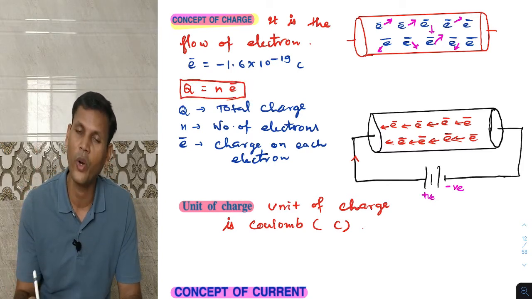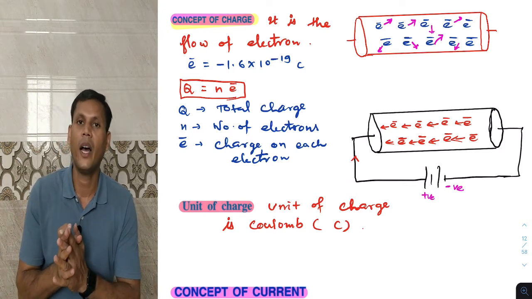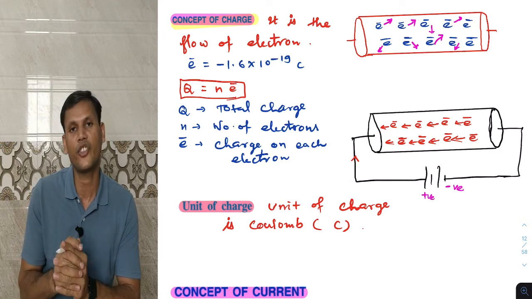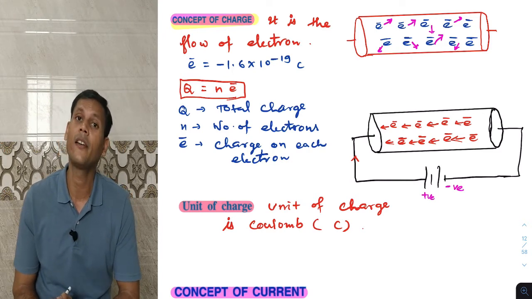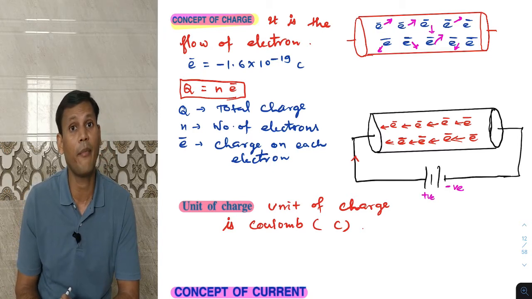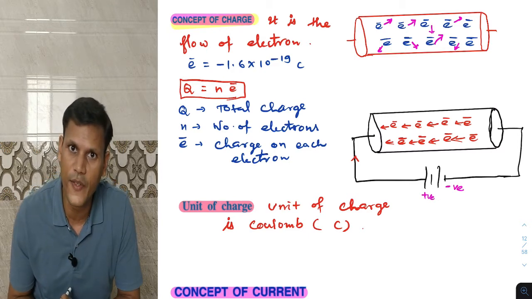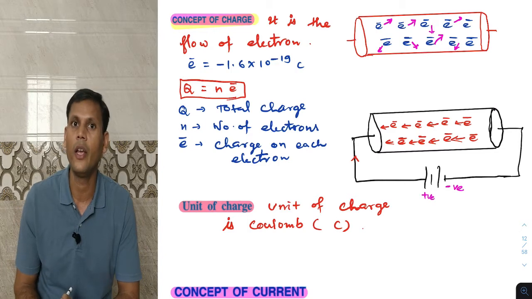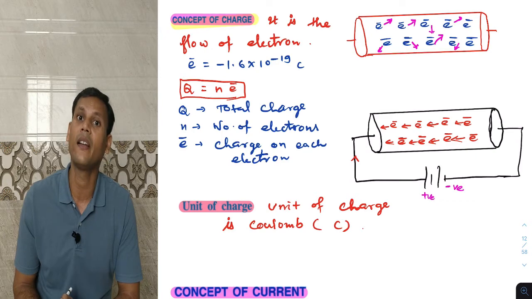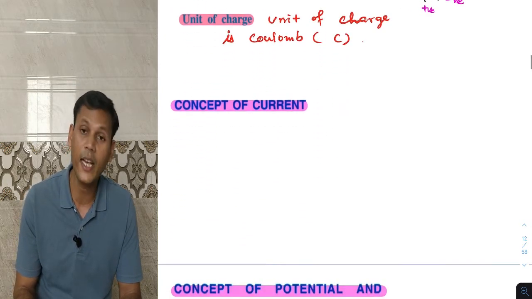And we know the charge on each electron. We have to remember it. It is minus 1.6 into 10 raised to minus 19 coulomb. And while writing it we will write only the magnitude, meaning no negative sign, only the positive magnitude. So it will be 1.6 into 10 raised to minus 19 coulomb. Now the next part is the concept of current.